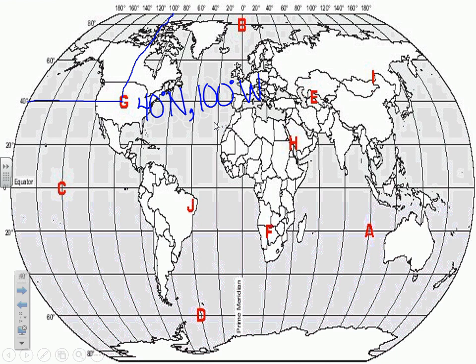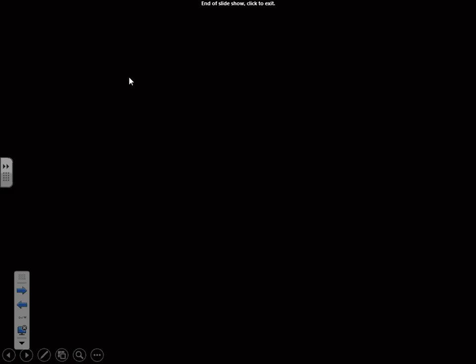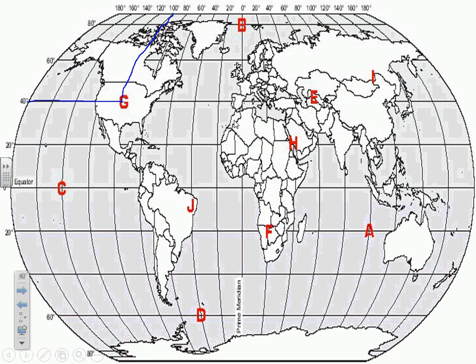All right, now we're going to find the coordinates for letter A. I'll give you a minute to try it yourself. Remember, you're looking at the latitude first, so you're going to find the degrees south. And then you'll look at the longitude, so then you'll find the degrees east or west for letter A.